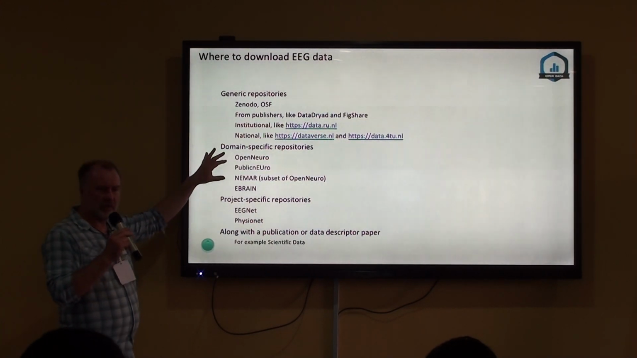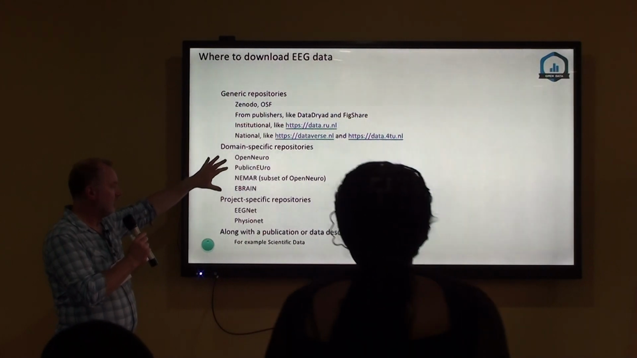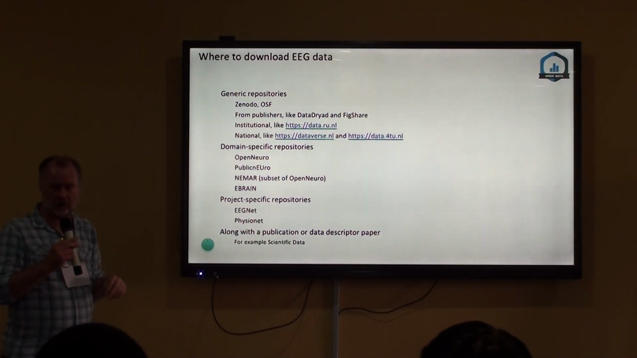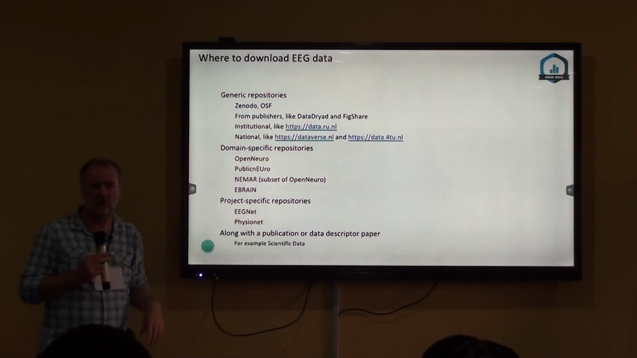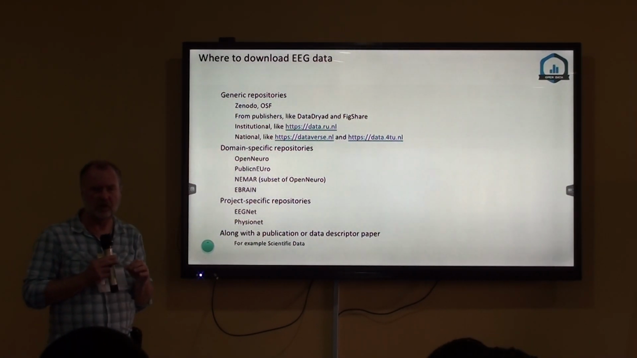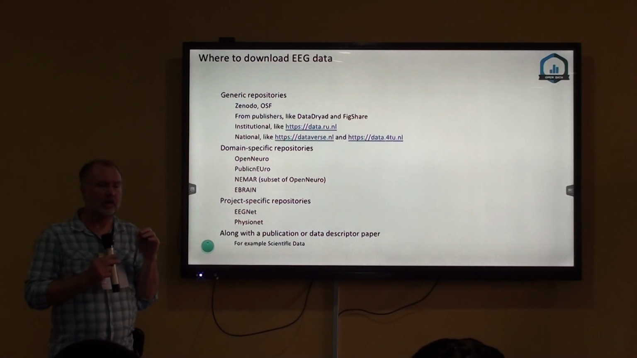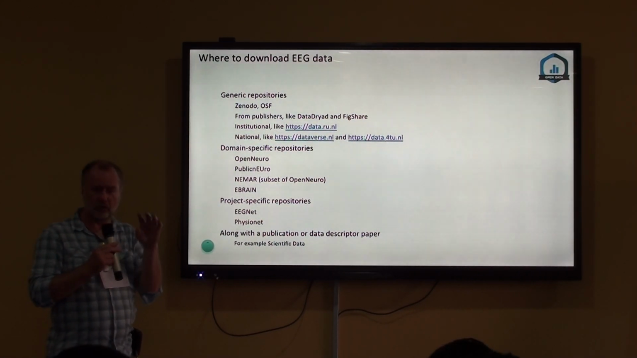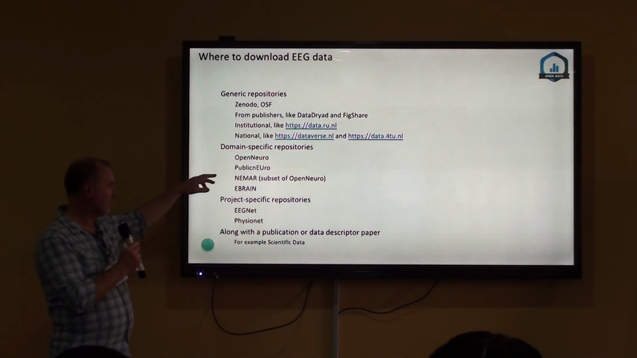We also have domain-specific repositories. For neuroscience and neuroimaging, there are a number of repositories that have a lot of data sets. I would say the biggest one is OpenNeuro. OpenNeuro.org is a repository in the US that has a lot of neuroimaging data. Most of it is MRI and fMRI, but there's also a lot of EEG data sets there. There are also MEG data sets, there are PET data sets, and some other things.